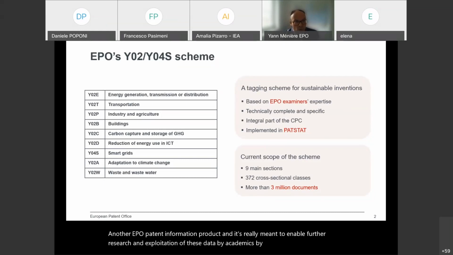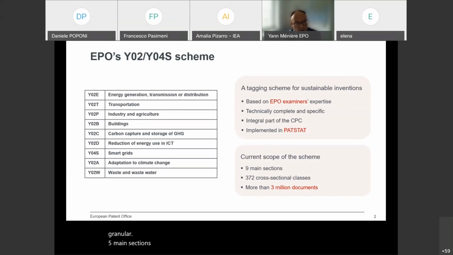A few more words on the design of that scheme. It's meant to be both comprehensive and granular. There are 5 main sections and 372 classes within these sections. And as a matter of fact, it has become a kind of standard, including for the structure.